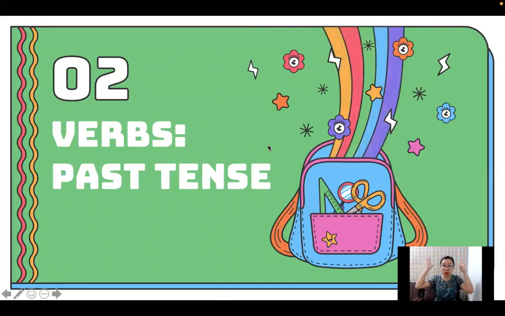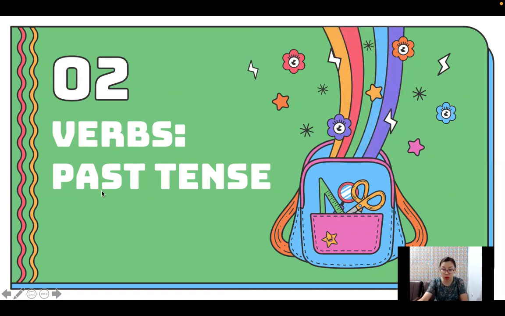For example, today, what day is today? Today is Thursday. Yesterday was Wednesday. So yesterday or Wednesday is already the past. If we are going to talk about yesterday, we will use the past tense of the verbs.